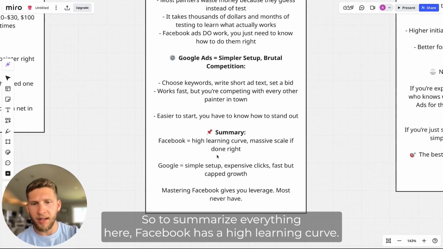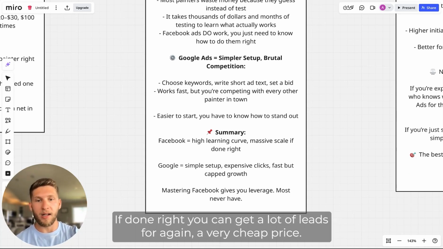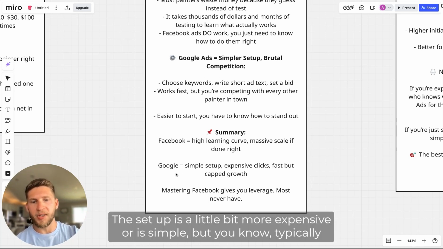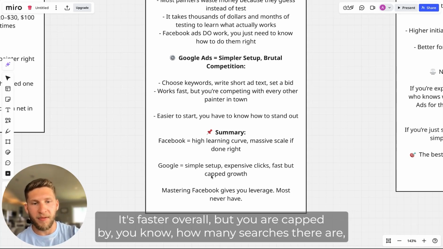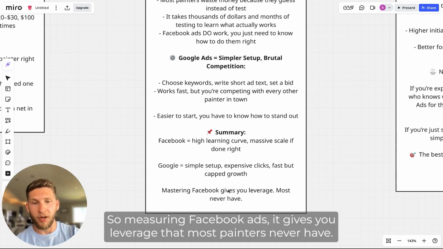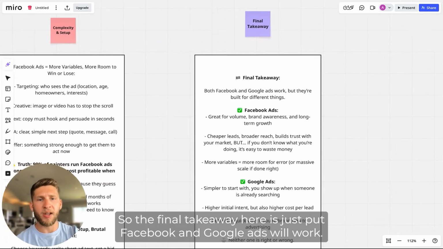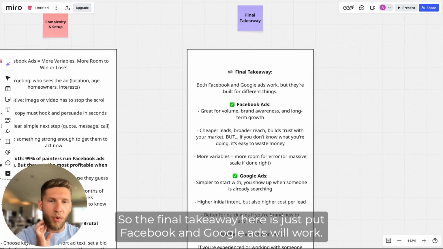So to summarize everything here, Facebook has a high learning curve, but you can scale these Facebook ads massively. If done right, you can get a lot of leads for, again, a very cheap price. With Google ads, the setup is simple, but typically the clicks are more expensive. It's faster overall, but you are capped by how many searches there are, so you can only grow as fast as how many people are searching. So mastering Facebook ads gives you leverage that most painters never have, but again, you just have to know what you're doing.